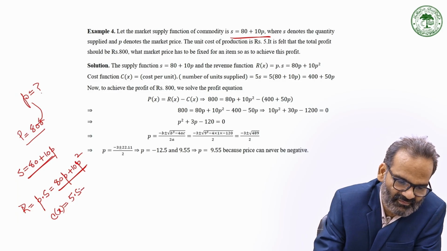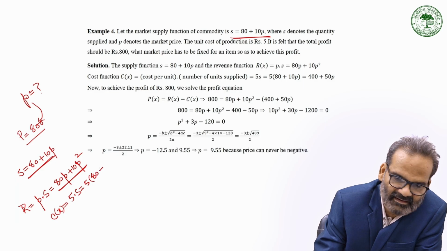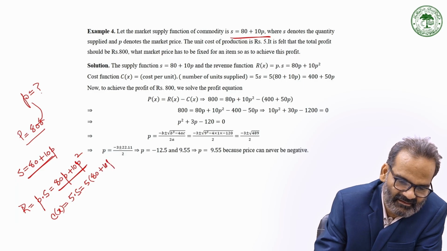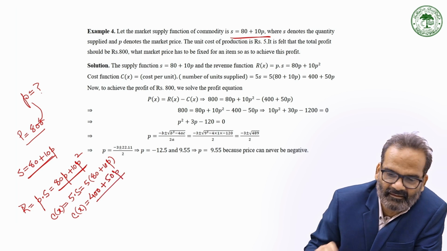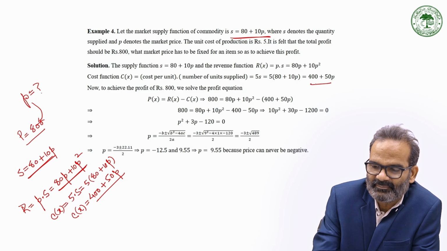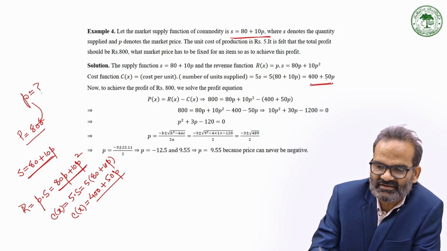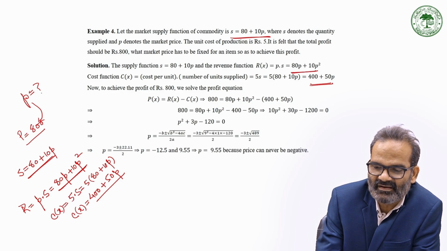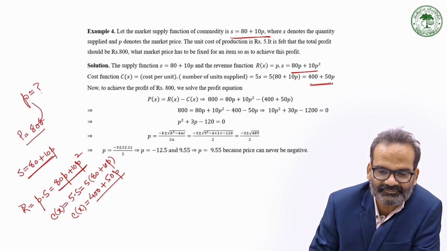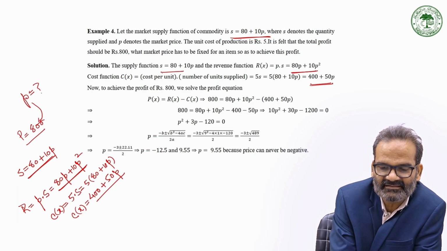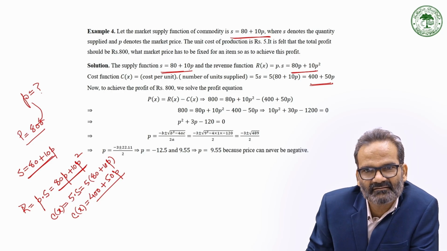Now put the value of S. S is given as 80 plus 10p. Multiply this with 5 and you will get the total cost function as 400 plus 50p. This is your total cost function. 80p plus 10p square is your revenue function, and S = 80 plus 10p is your supply function, right?